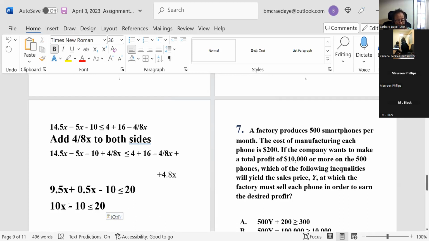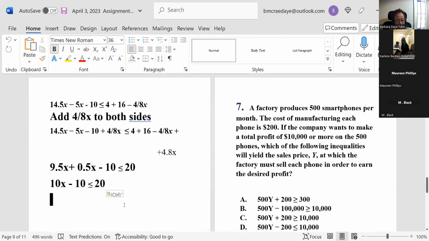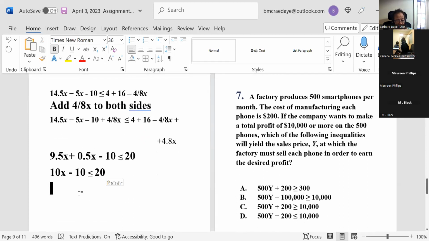You want to get your 10 on the side with your 20. So what do we do, Maureen? If you subtract, you still have 10 on the left. What's the opposite of subtraction? You add. So you have to add the 10 to both sides.